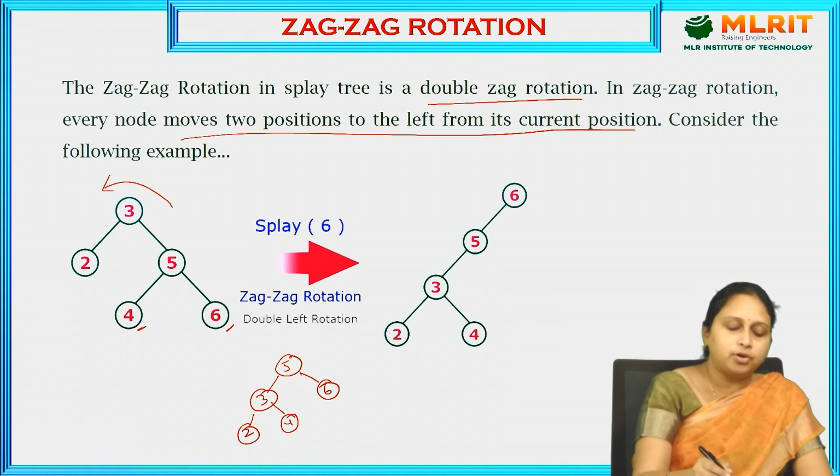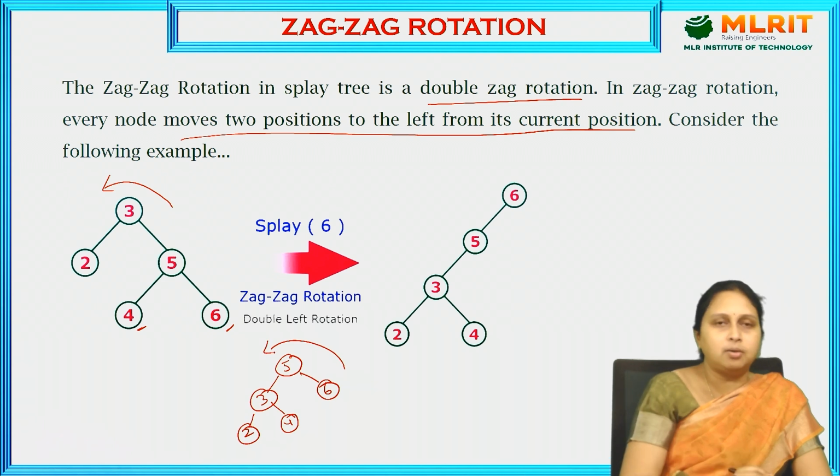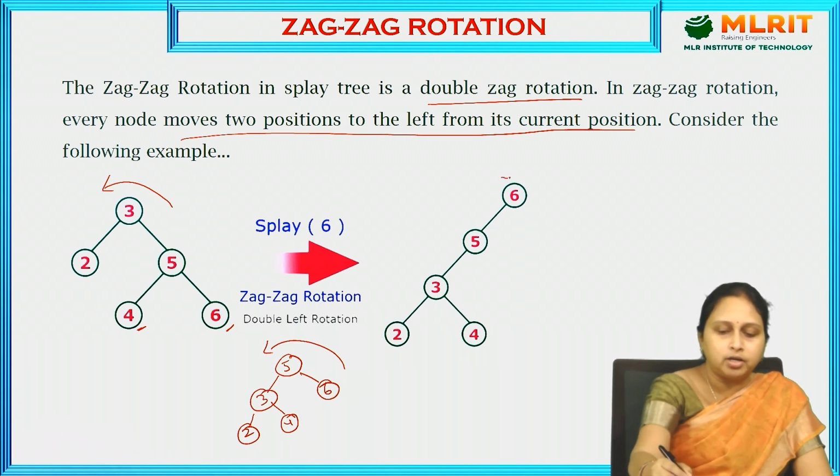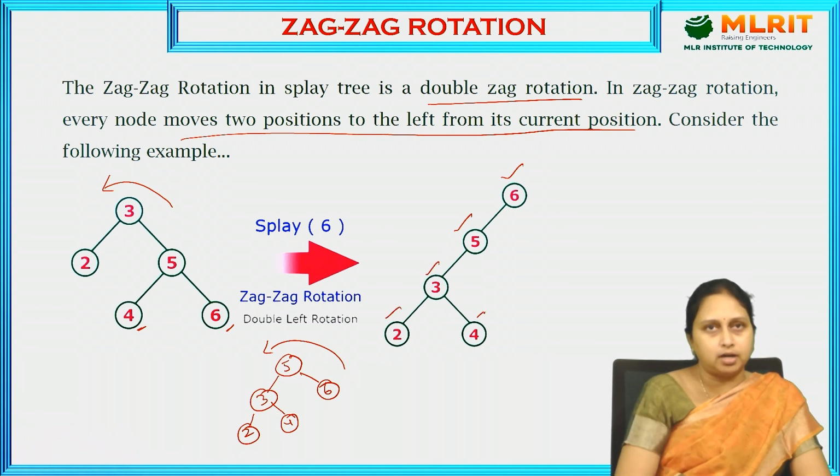Now again I am going to perform splaying on this. When I perform splay on this, one more left rotation. Now I am going to get 6, 5, 3, 2 and 4. This is my tree that I am going to get.